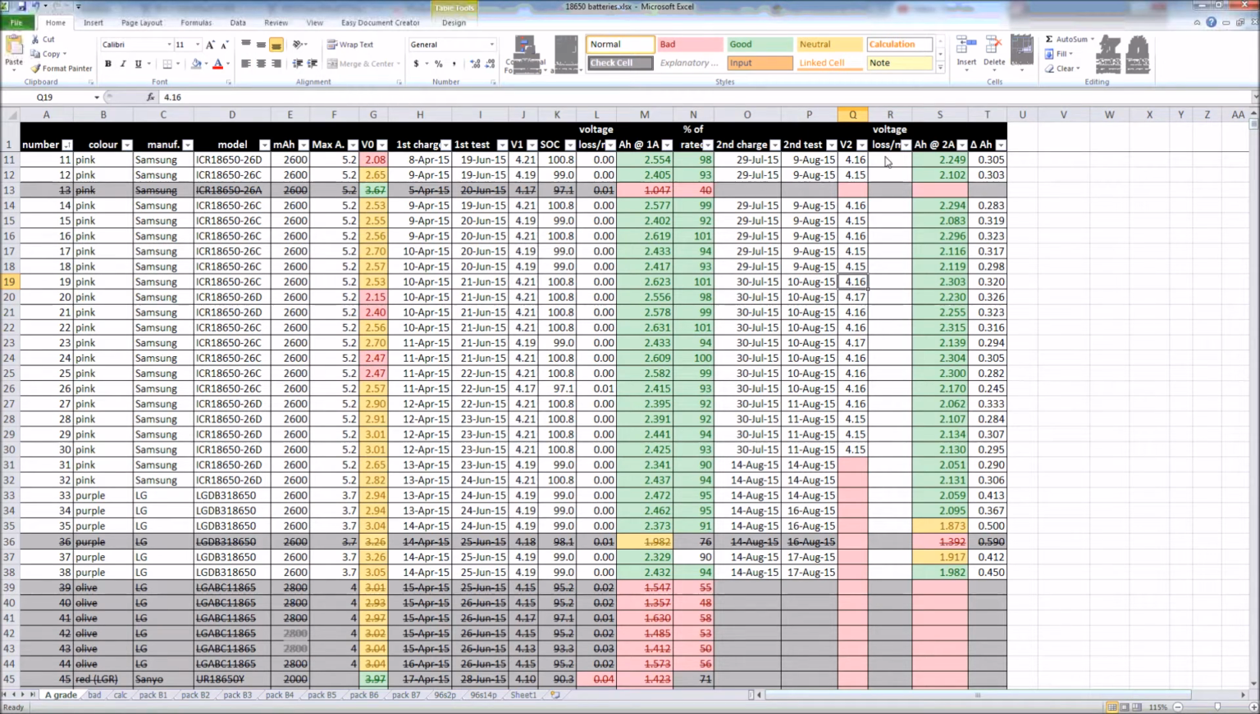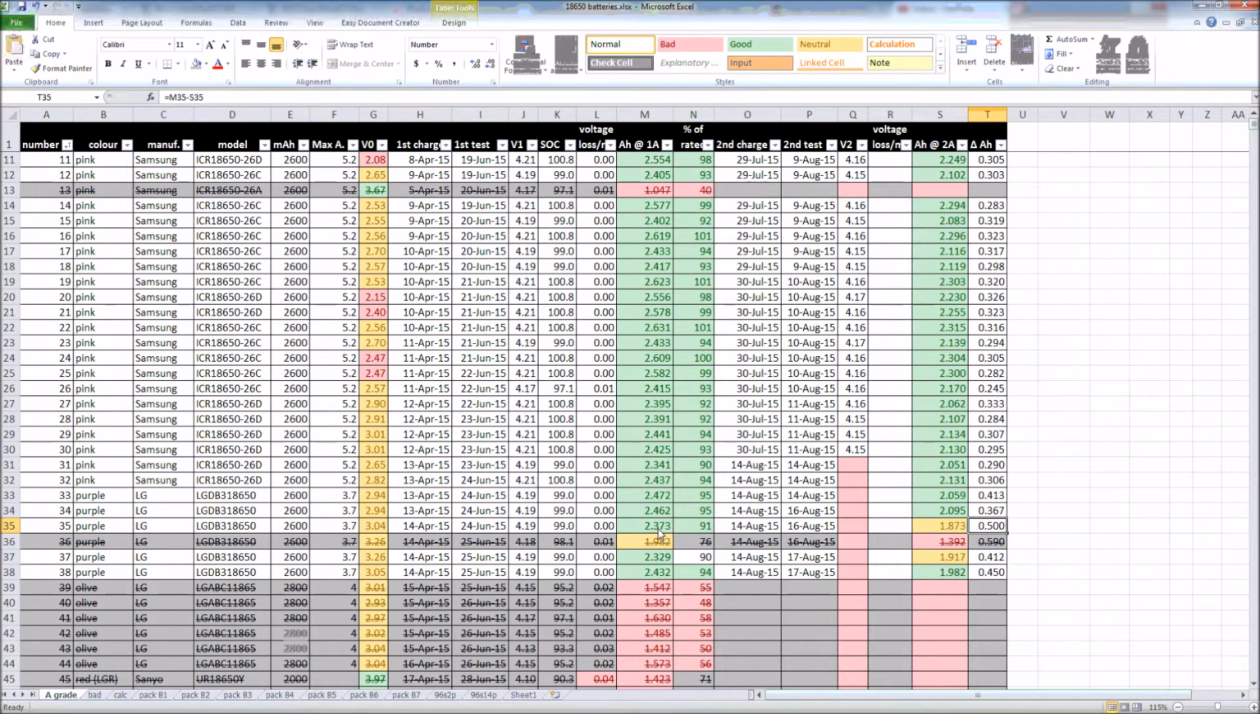I didn't bother calculating the voltage loss at this point because this was already done previously. And then this is the amp hour rating when I tested at a 2 amp current draw. This gives you the delta, the difference between the 2 amp rate and the 1 amp rate. You can see here it's usually around 300 milliamp hours depending on the cell. Some of them are much higher.